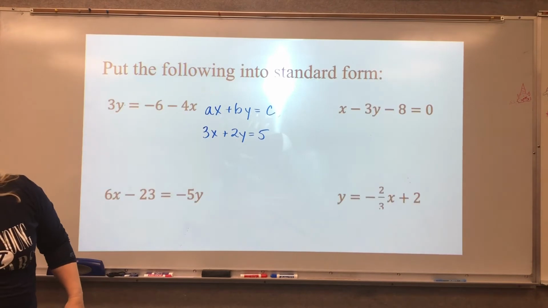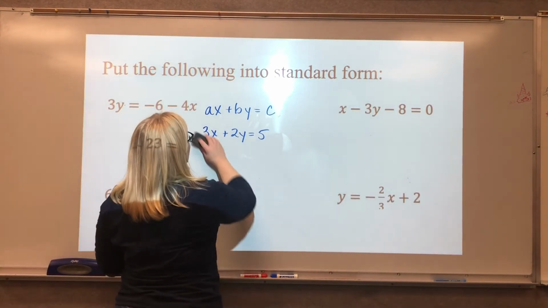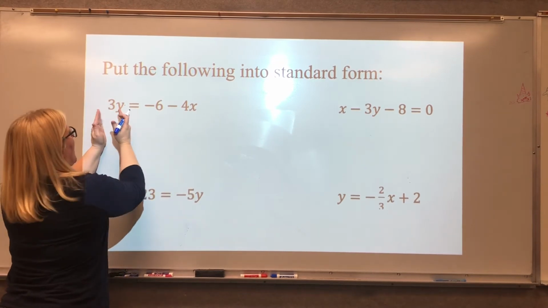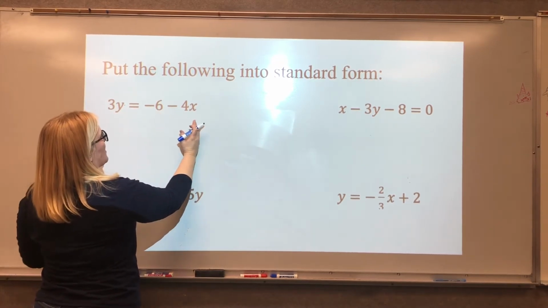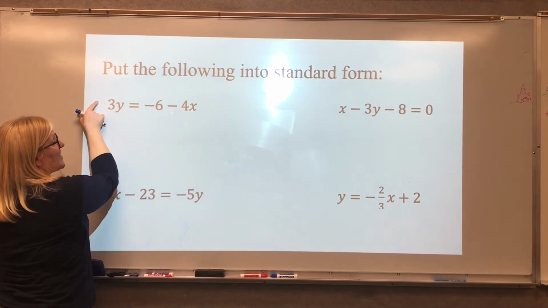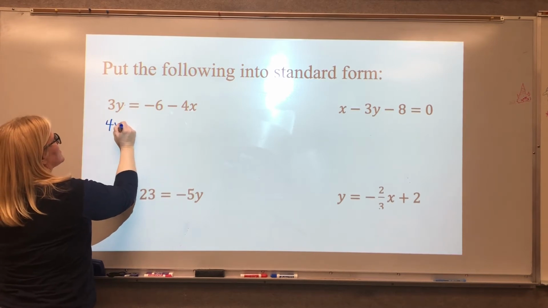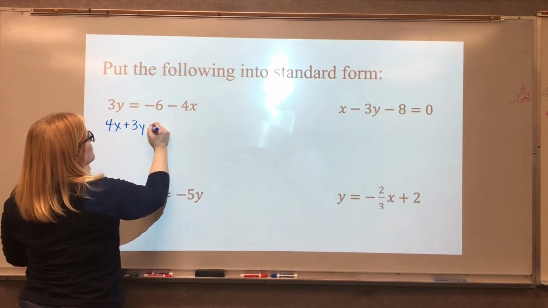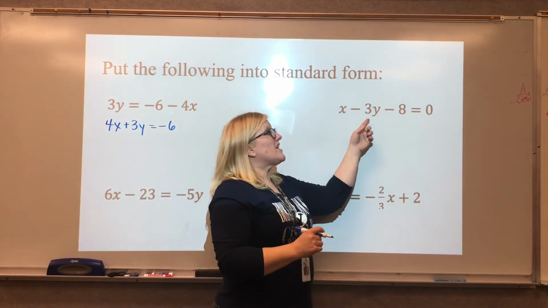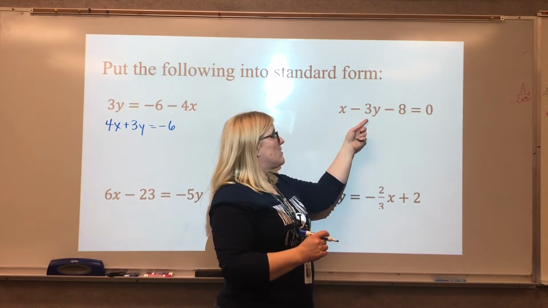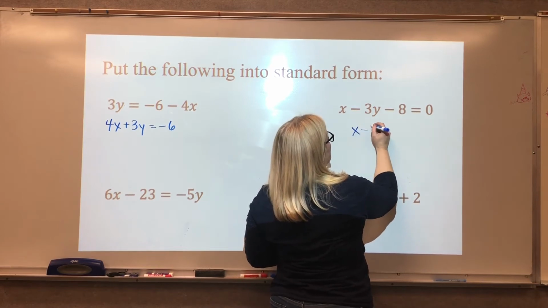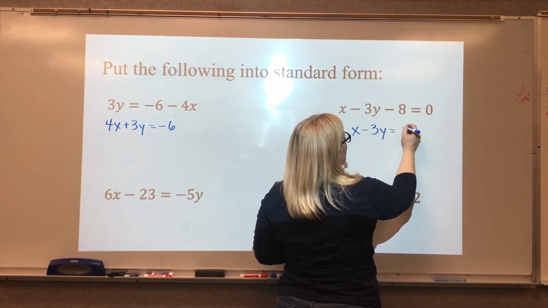All right, so sometimes we've got to put things in standard form. So over here, I want my x and my y equals my constant. So I'm going to take this negative 4x and move it to this side and change the sign. So 4x plus 3y equals negative 6. So that is now in standard form. This one's really close to being in standard form. I just need to move the 8 over. So if I add 8 to both sides, I get x minus 3y equals 8.